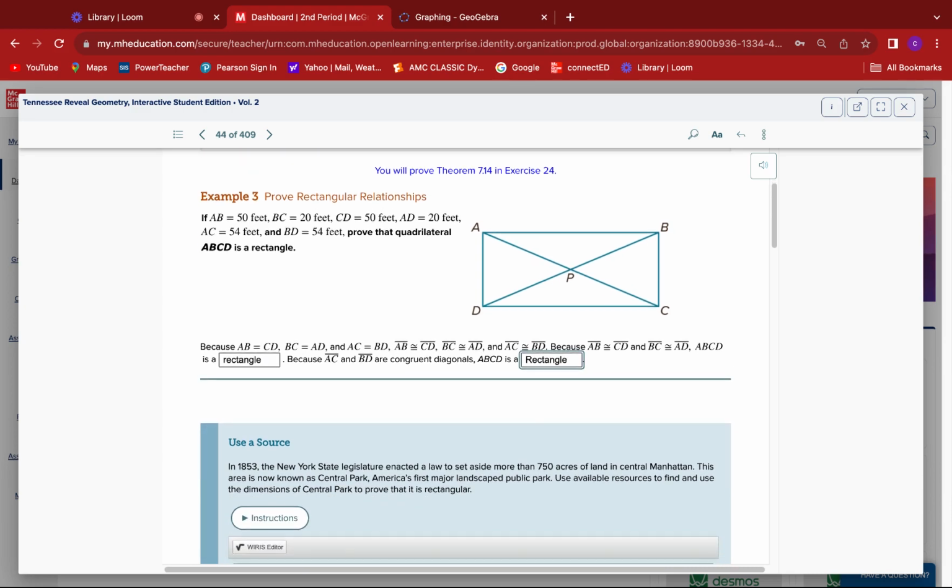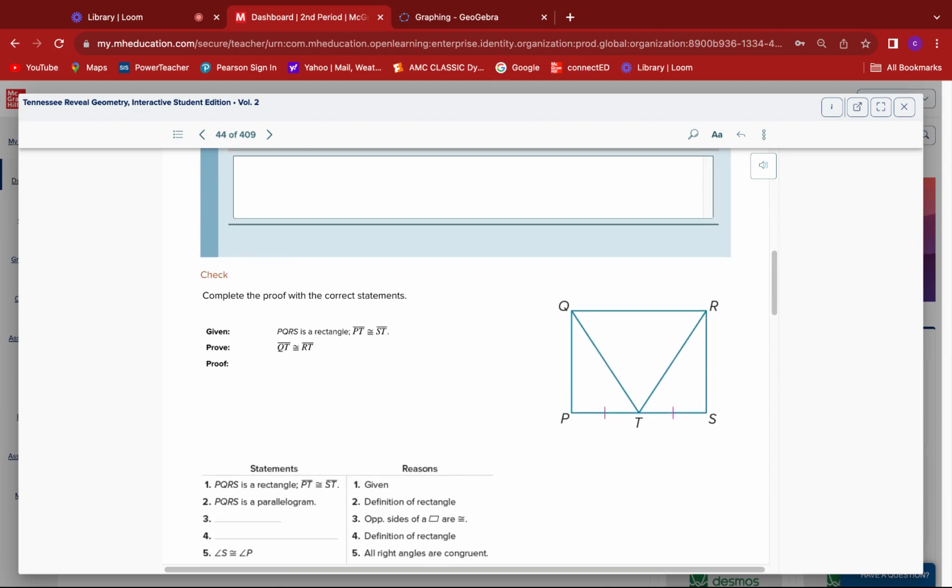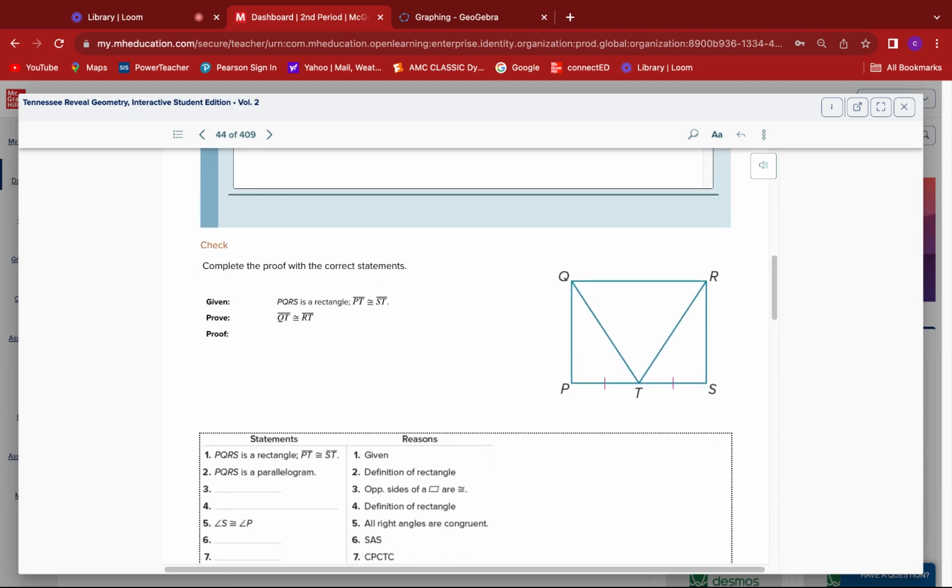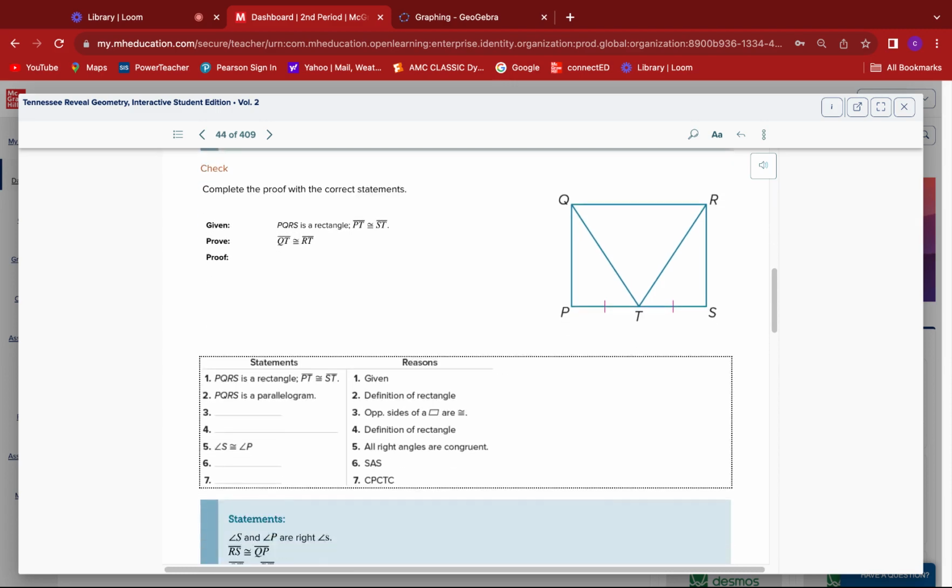I still don't like that. I mean, it technically could be a square. You know what? I'm gonna leave that alone. Let's go to the check. Oh, the check is a proof. Haha, skipping it.